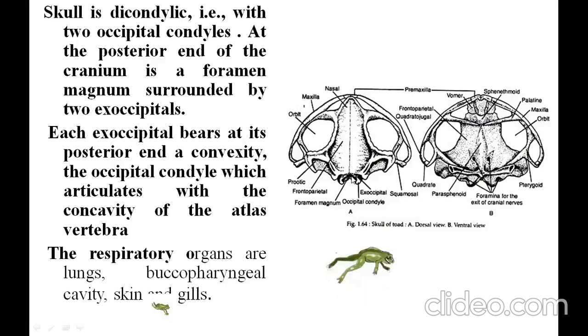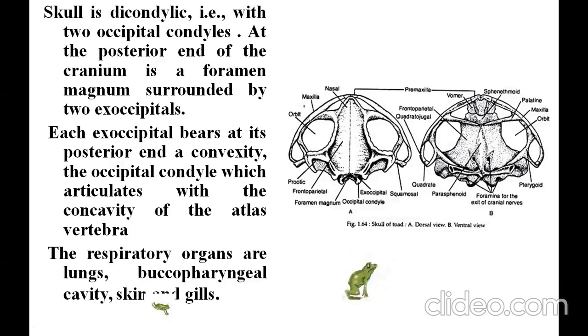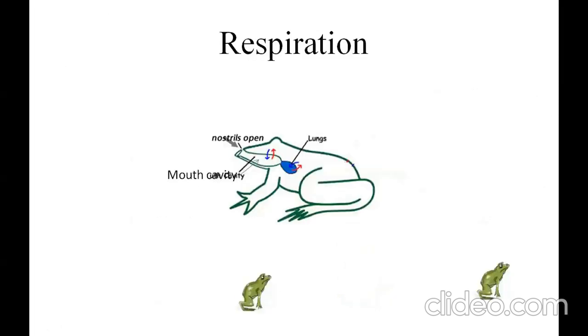And the respiratory organs are different. They have pulmonary respiration with the help of lungs, and they have buccopharyngeal respiration with the help of the mouth region or the buccal cavity, and they have cutaneous respiration through the skin, and in the tadpoles they breathe with the help of gills.